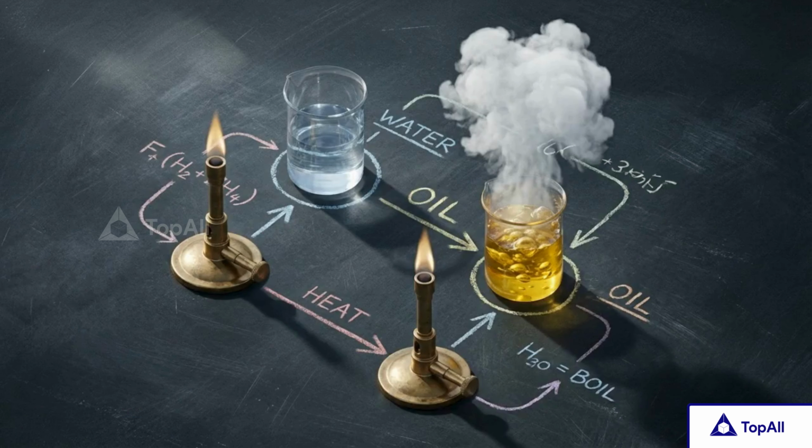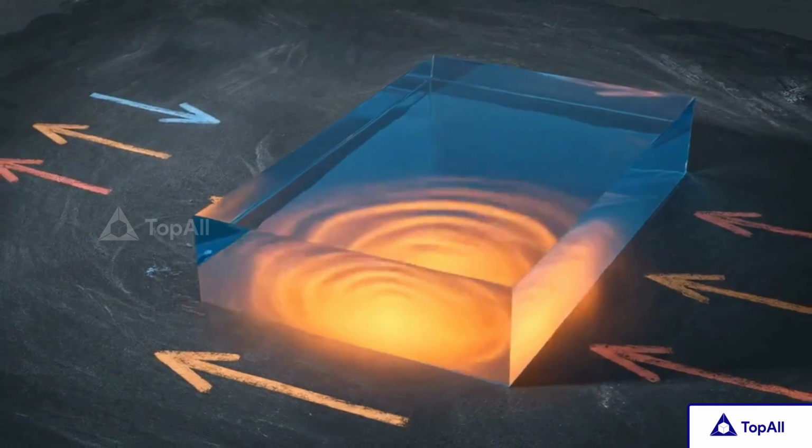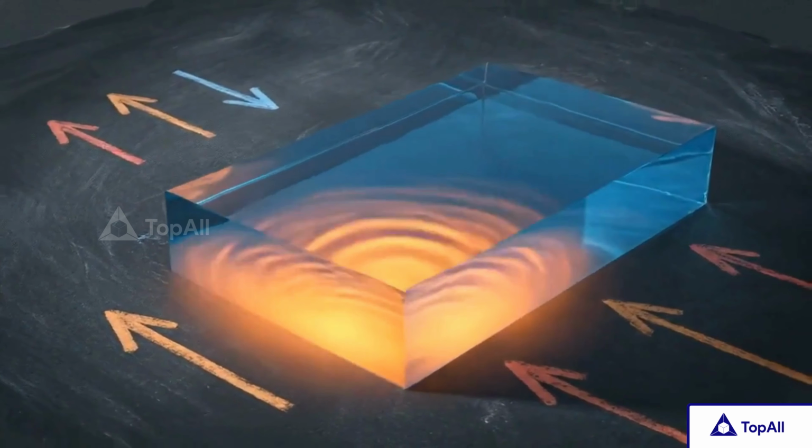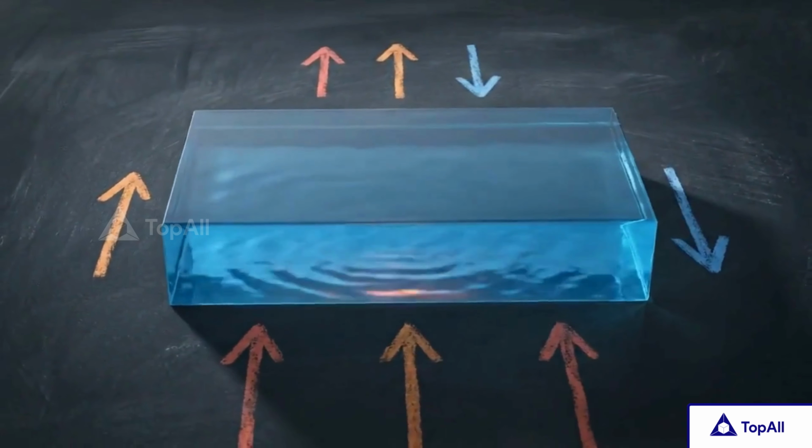This resolves the mystery of our beakers. The oil heated up quickly because its specific heat capacity is low. The water absorbed the exact same amount of energy from the burner, but because of its massive specific heat, it acted as a thermal shock absorber, easily swallowing the heat without its own temperature rising.